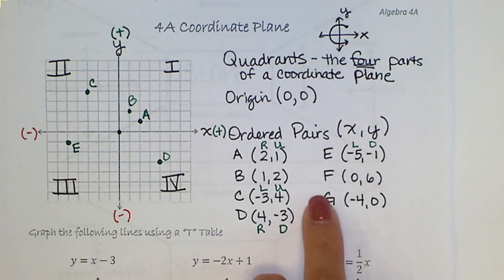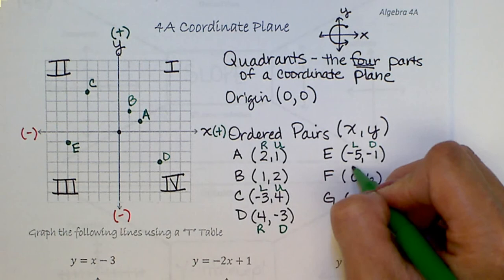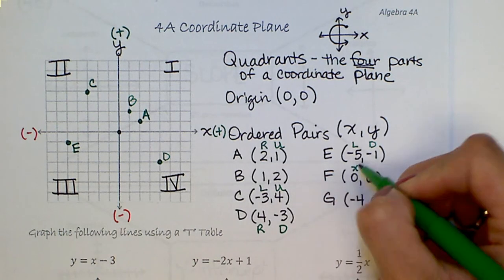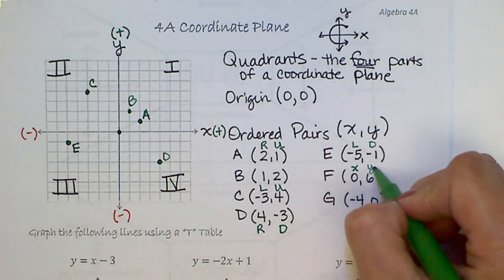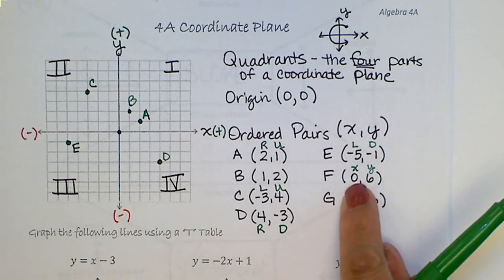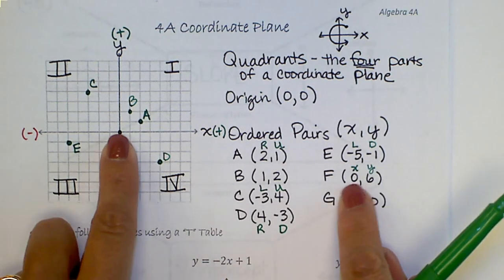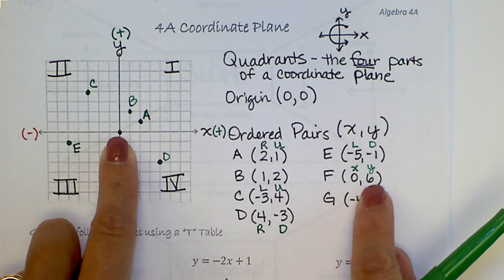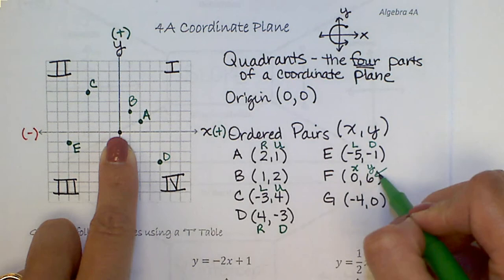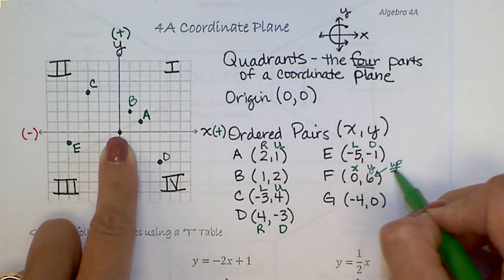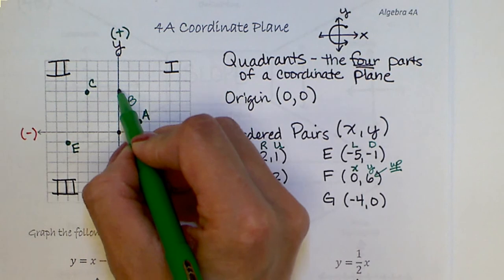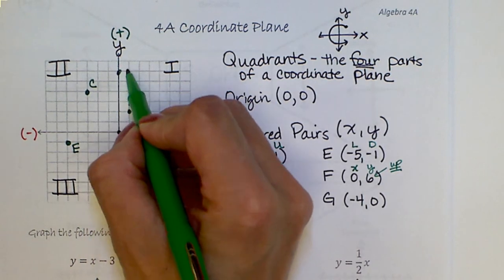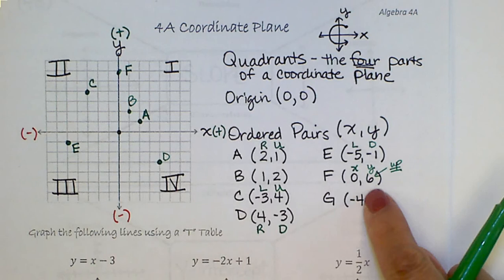Now F, remember this is the x-axis or the x coordinate in our ordered pair, and this is our y. So x, when it's 0, means do not move right or left. We're going to stay right here at 0. But this time we're going to move up 6. So that's positive, which means up. So stay here at 0 and move 1, 2, 3, 4, 5, 6. That's letter F. And that is on the y-axis.